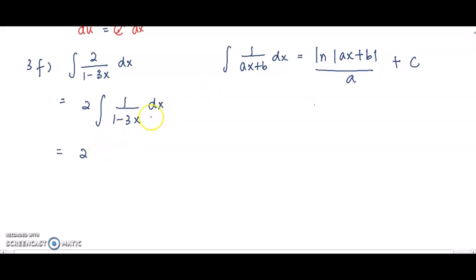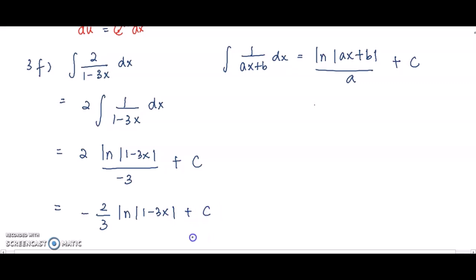So applying this formula, your a is -3 and the b is +1. So when you integrate, you just put the linear function into the log, and then over the coefficient of x, that is -3, plus constant. Just simplify it, you have -2 over 3 log of 1 minus 3x plus c.